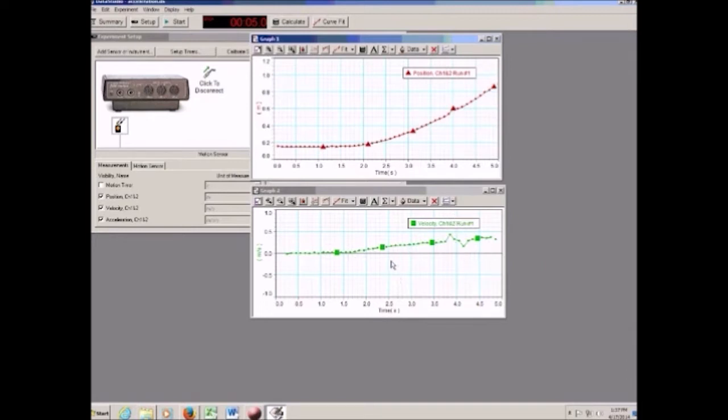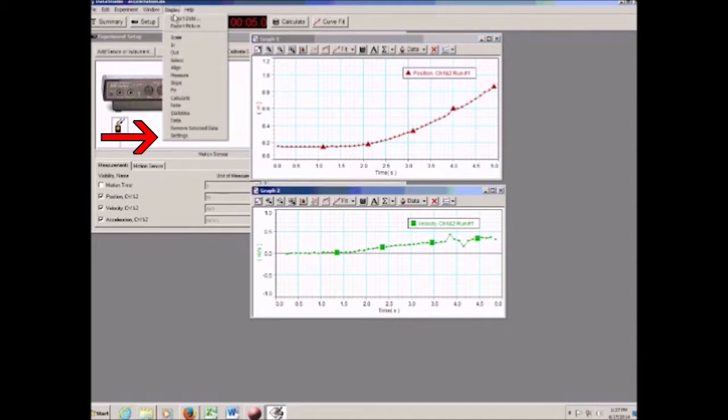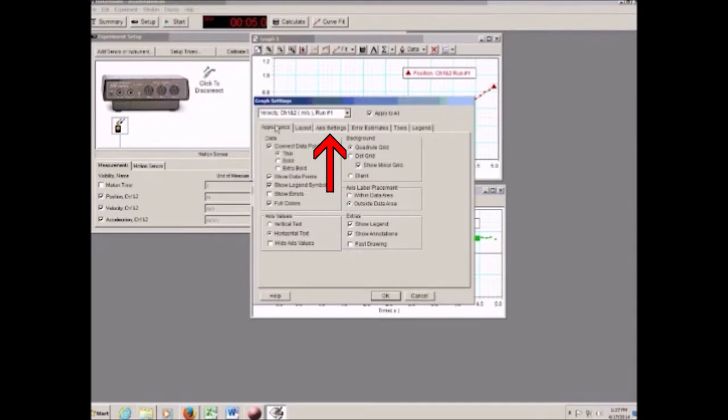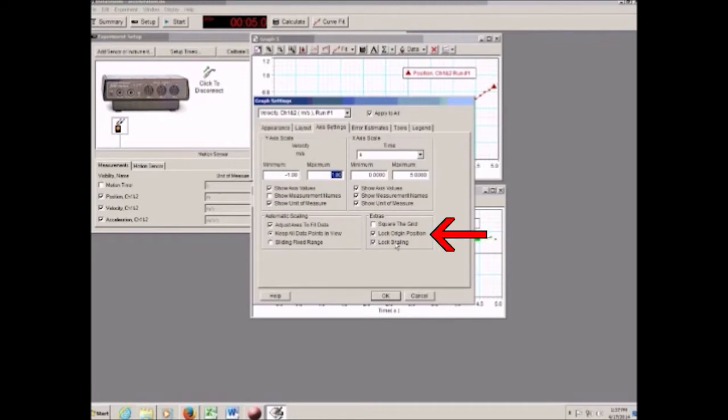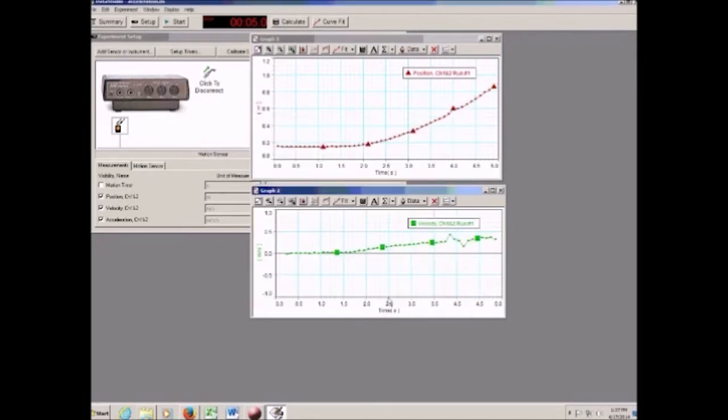So we're going to actually fit a straight line, get a slope value for this. But before I do that, I actually want to stretch this graph out a little bit so that it's easier to read. So first thing I do is click on that graph to make sure it's the one highlighted, and then I go Display, Settings, and you start on the wrong tab to begin with. So you want to go over to Axis Settings tab, and then down here in Extras, I want you to unclick Lock Origin Position and Lock Scaling. Turn these two guys off. Hit OK.